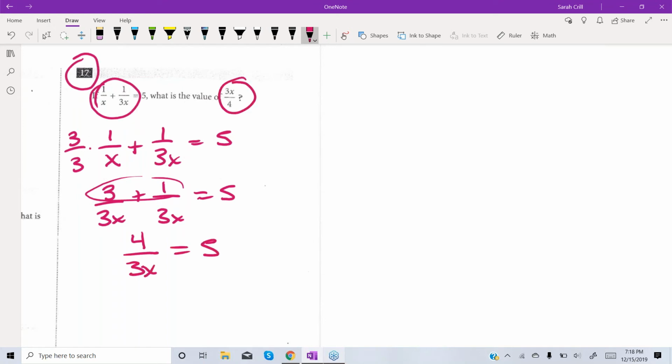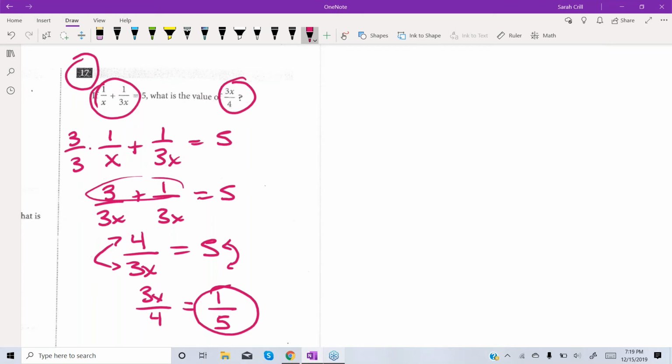Well, that's really close to what they were asking for. What if we just flip it? That means 3x over 4 is equal to 1 over 5. And that's the final answer. That value is equal to 1 over 5. For these types of questions, you always want to just start doing some math and try to get your work similar to what it looks like. But you shouldn't try to figure it out in your head. Just start doing some math on the page.